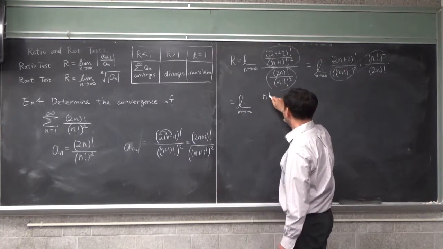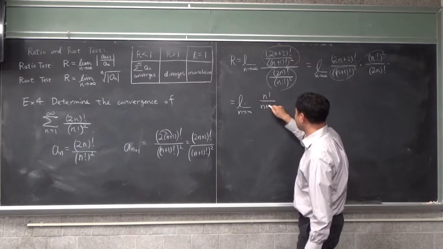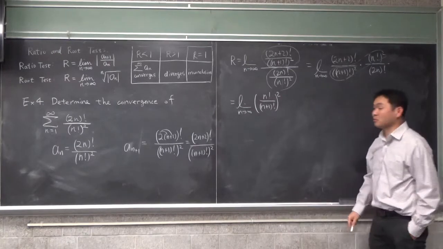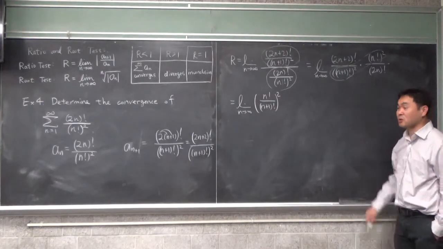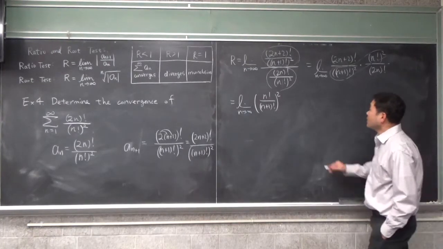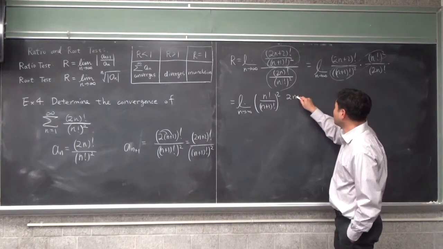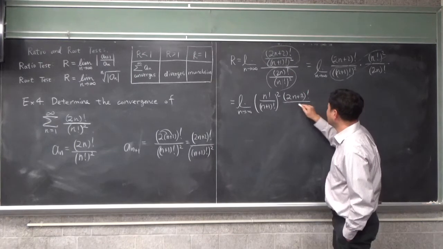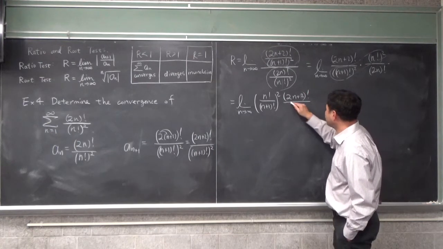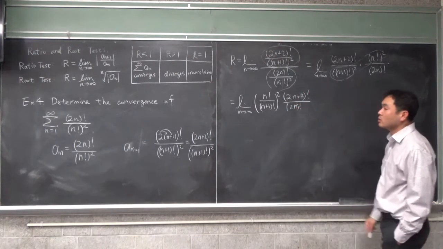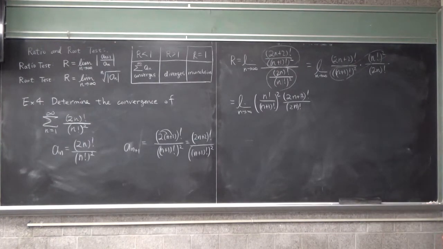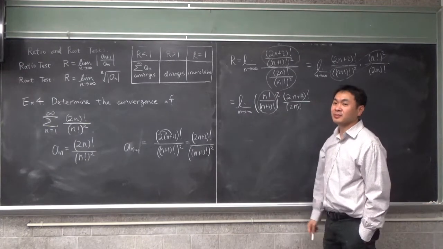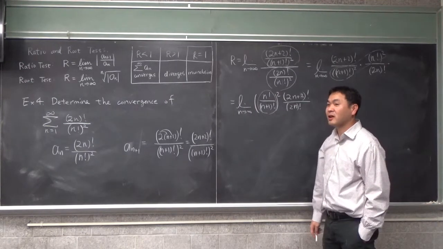We have n factorial divided by n plus 1 factorial. Both of them are squared, so I just put parentheses and squared the entire thing. And then you have 2n plus 2 factorial over 2n factorial. Okay. How does this one simplify? 1 over n plus 1.